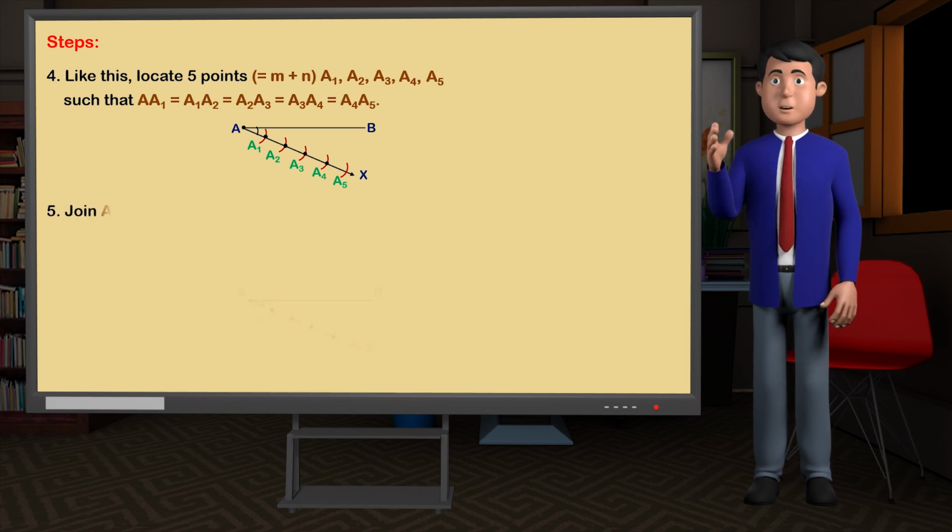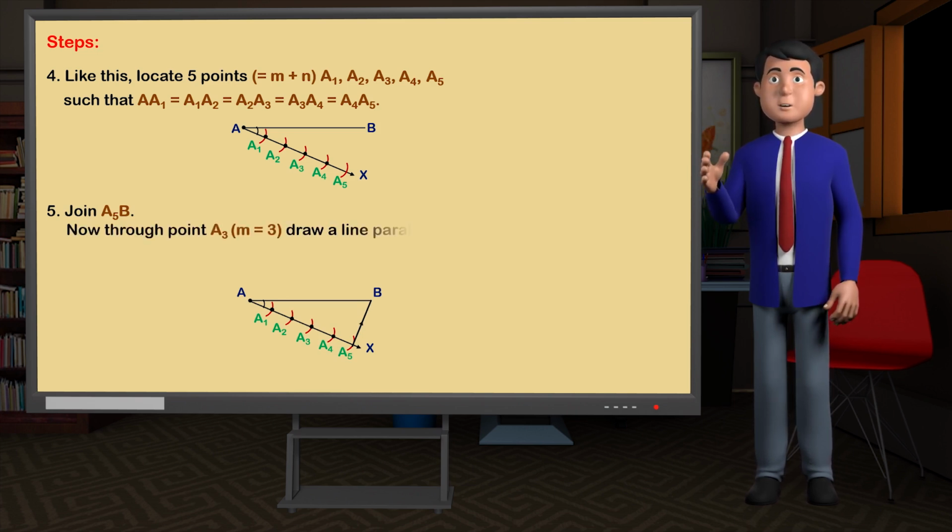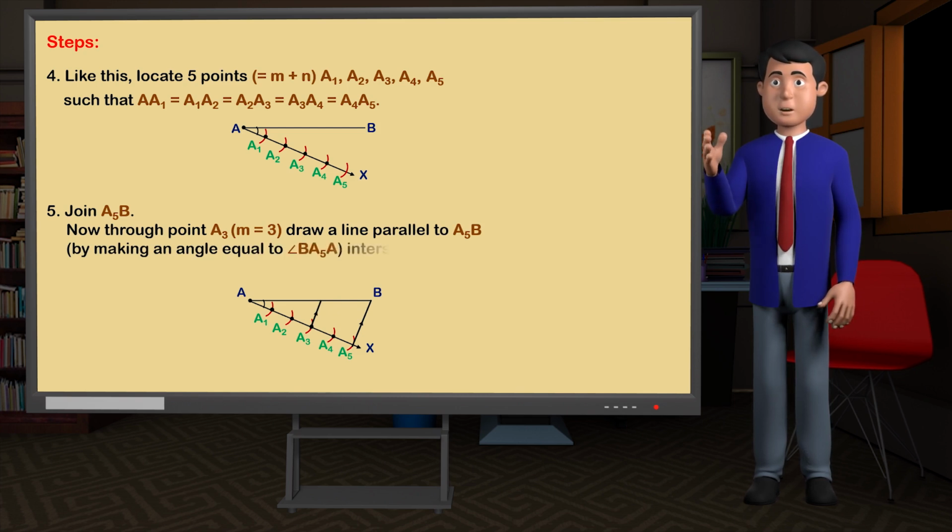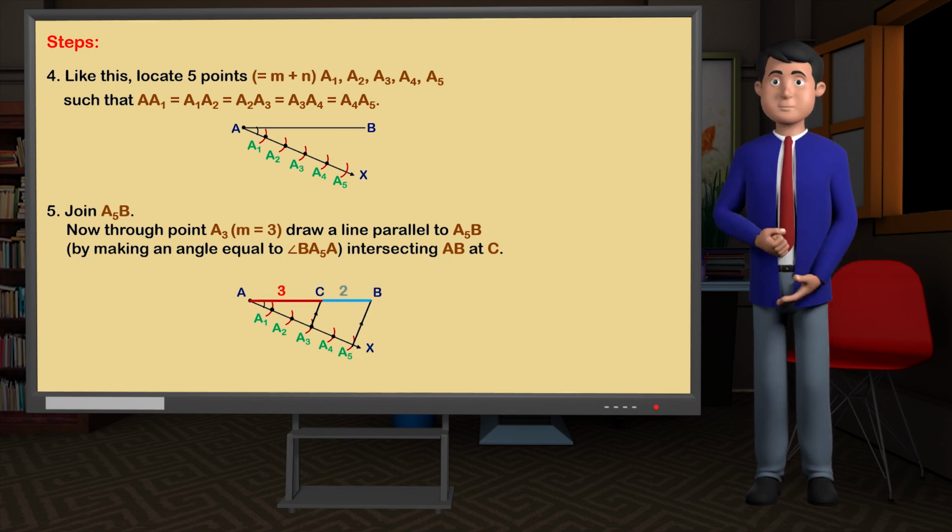5. Join A5B. Now, through point A3, m equal to 3, draw a line parallel to A5B by making an angle equal to angle BA5A, intersecting AB at C. So, it can be observed that AC is to CB is equal to 3:2.